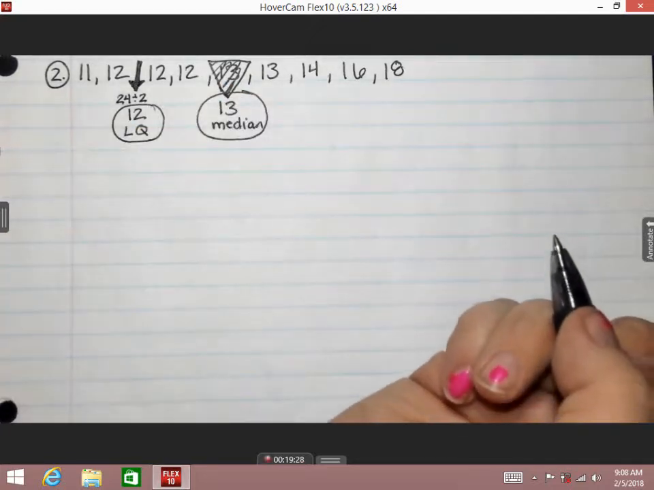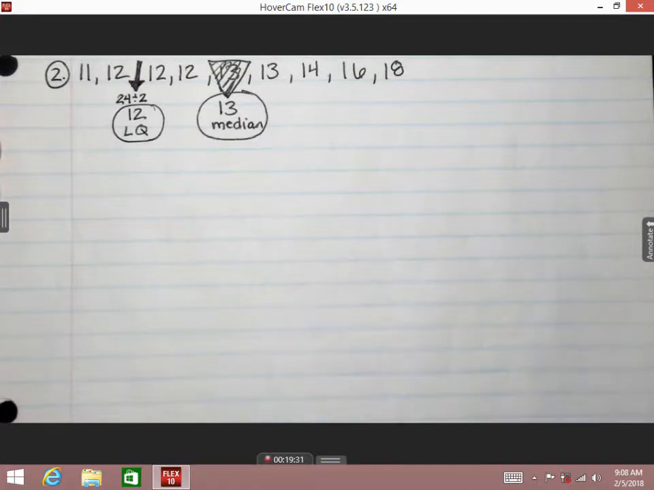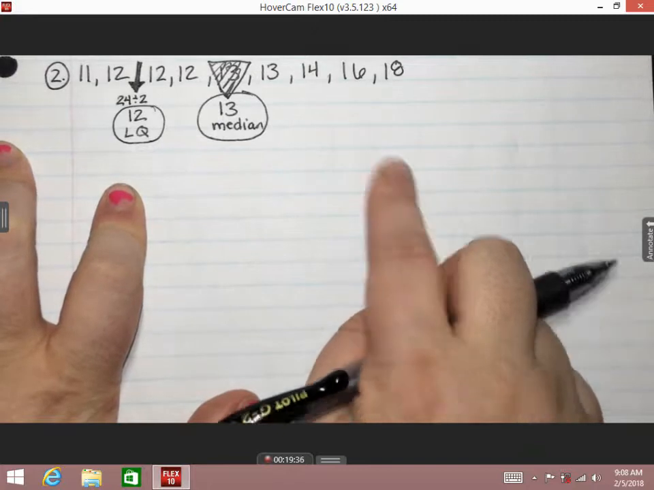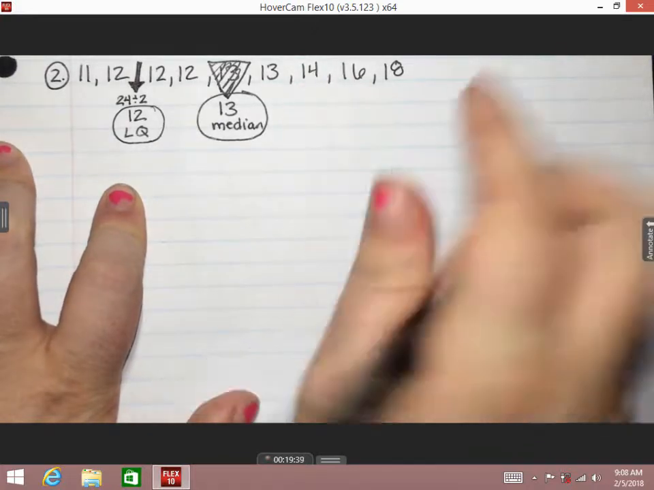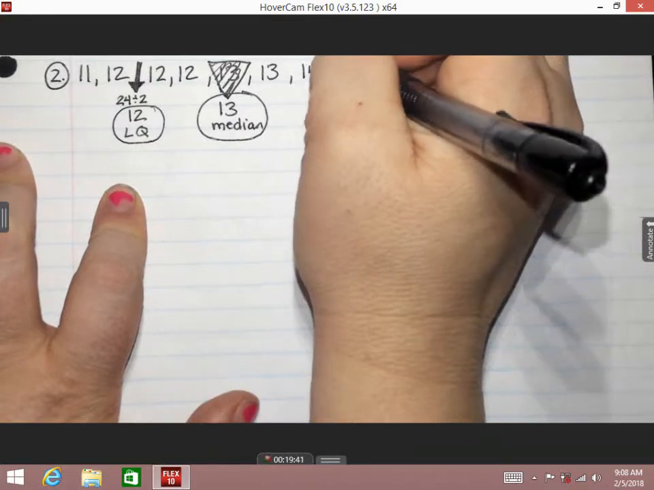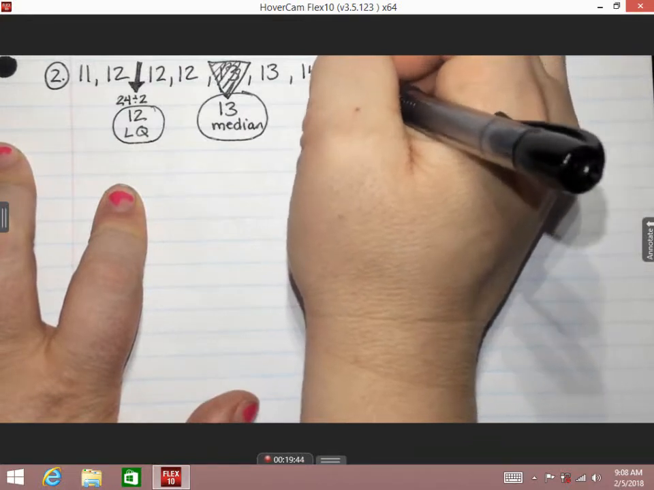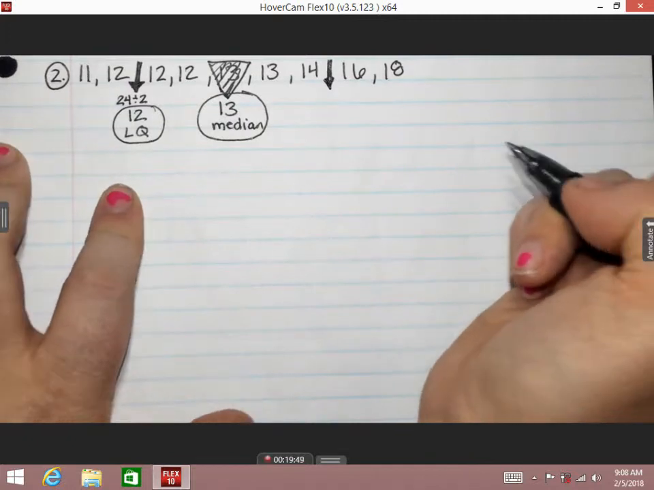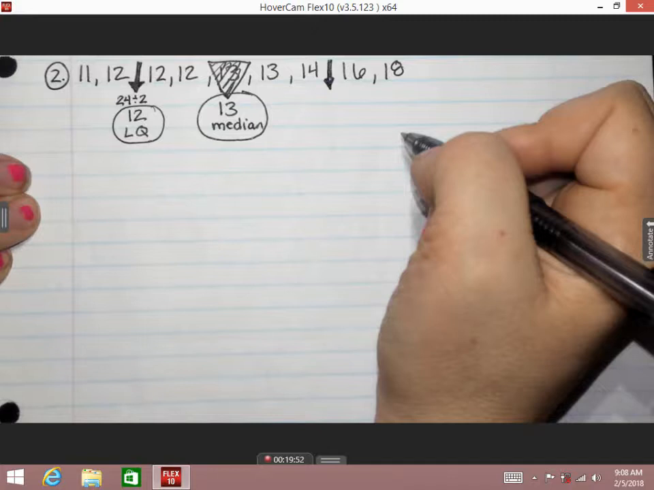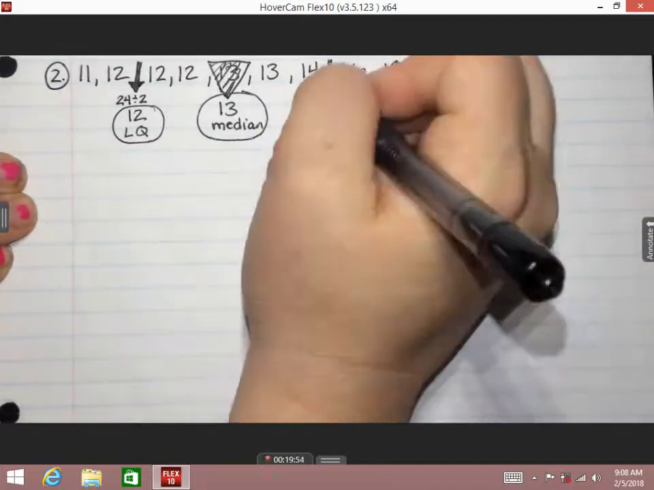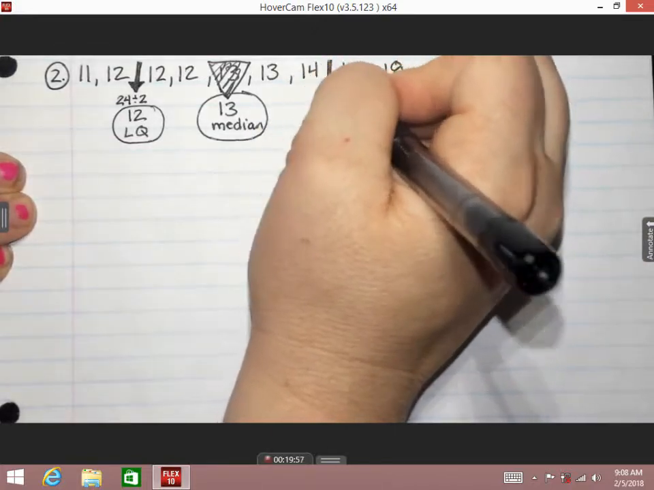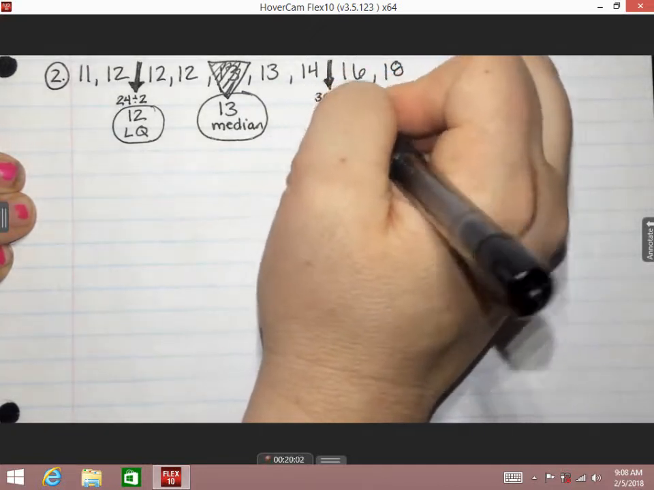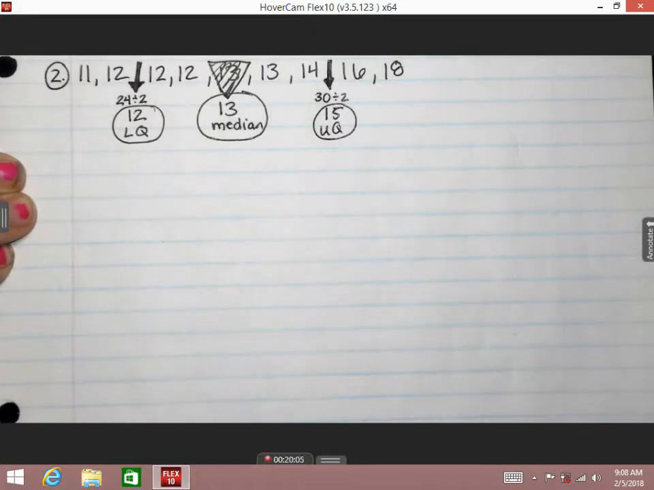All right, my UQ. Where's my UQ? Ava? In between 14 and 16. And what number is in the middle of 14 and 16? Kernan? 15. Or again, we can add them. 14 plus 16 is 30. Divide that by 2, which gives me 15 as my UQ. Okay, so we have our LQ, median, and UQ.